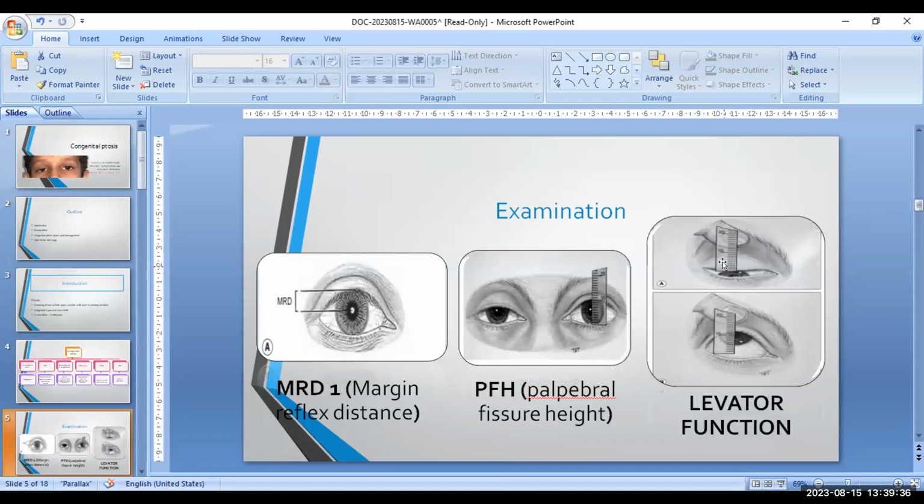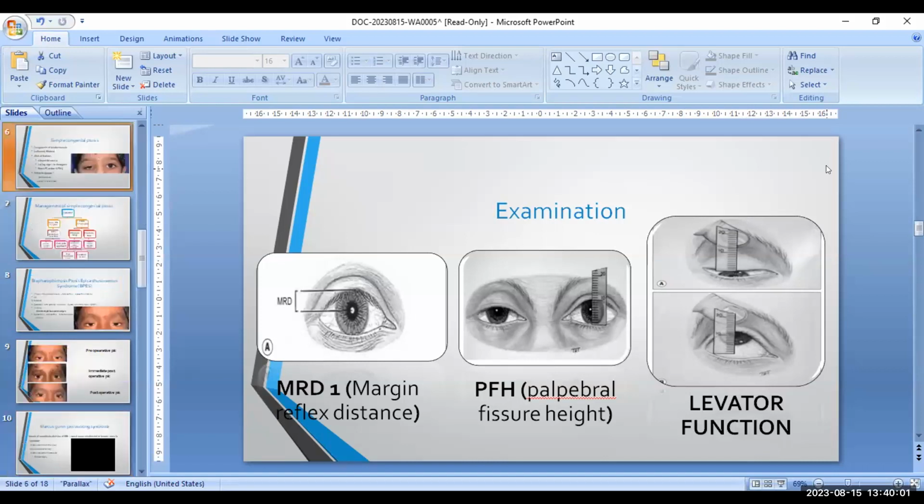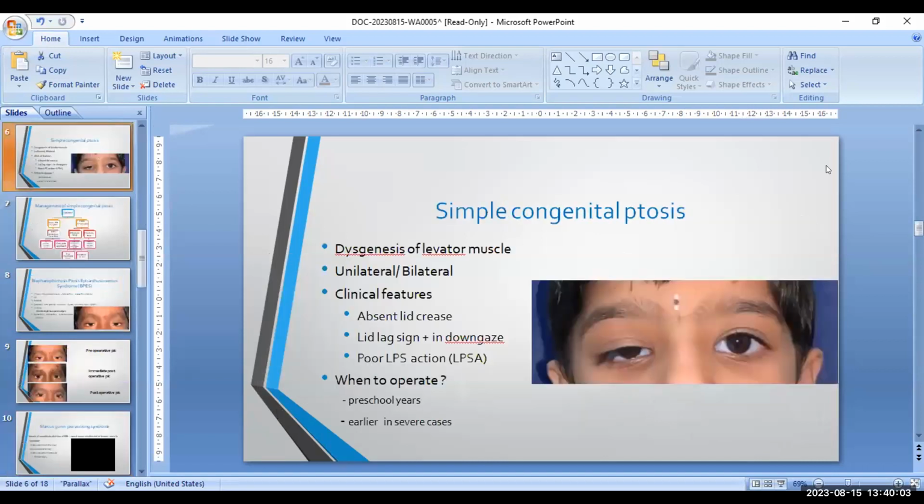We have to measure it by asking the patient to look in the extreme down gaze and then look in extreme up gaze, and we have to measure the distance between them. We have to take the precaution of blocking frontalis action by keeping the thumb here. There are other points also, like Bell's phenomenon, tear film, pupil, extraocular movements. These things also we have to examine.